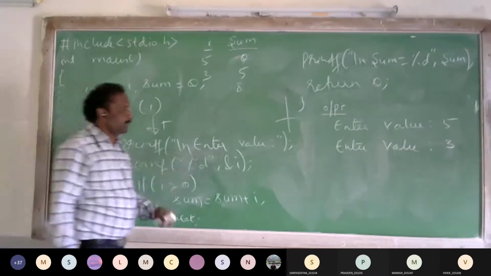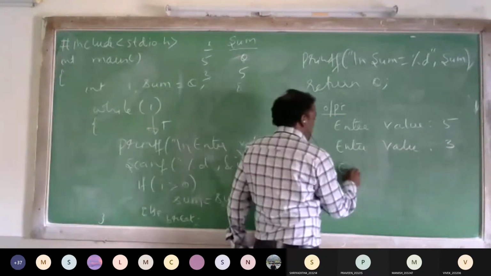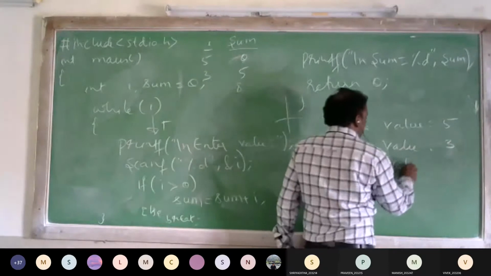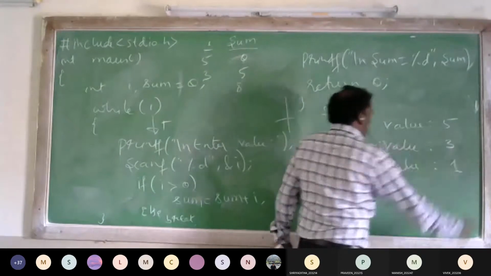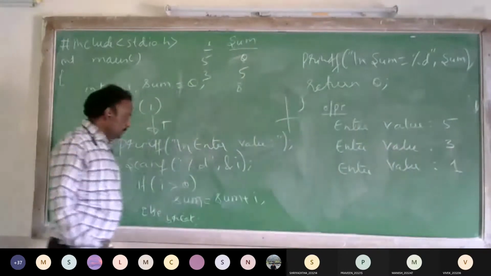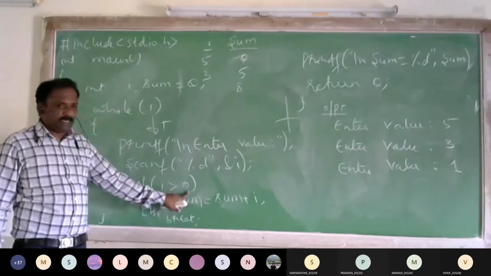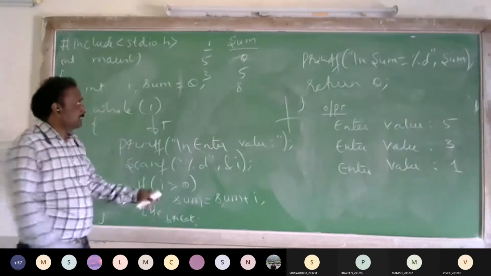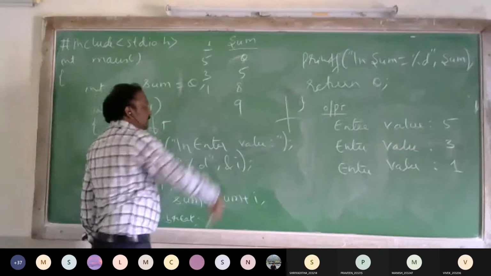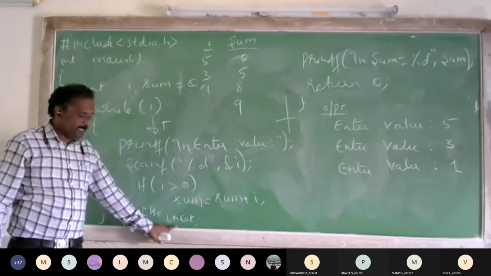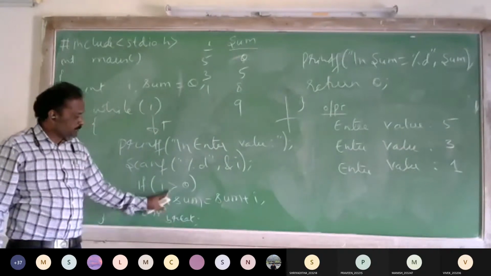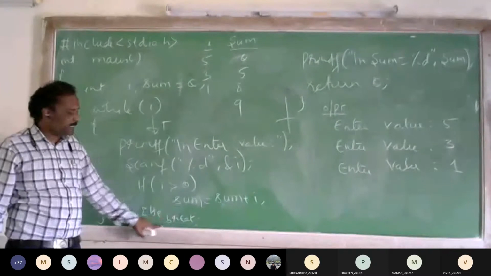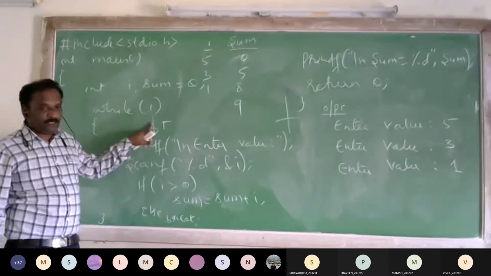Enter value again. The value is 1. 1 is greater than 0. Yes. Sum is equal to sum plus i, 8 plus 1, 9. Else break is not executed because i is greater than 0. Again the control will come to test the condition.